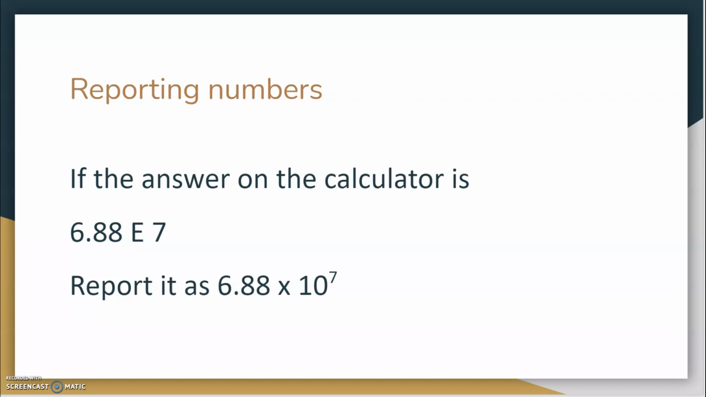When you report a number, you are not a calculator. So if the answer on your calculator has the E symbol on it, like 6.88 E 7, when you write it in a report, you don't write 6.88 E 7. You put it in scientific notation again, and you would report it as 6.88 times 10 to the 7th.